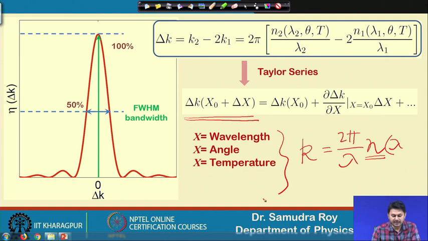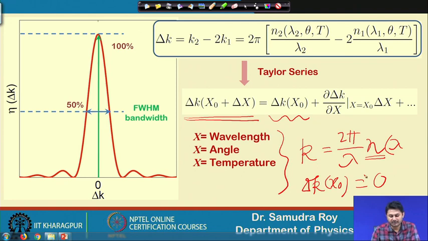So, now delta k is going to vary with a small change of delta x. Then what happened? If I now make a Taylor series, because delta x is a small amount, we have k x 0. x 0 is the exact value for which the phase matching is there. So delta k at x 0, we can safely say, is 0, because this is the absolute phase matching condition. All the conditions are valid here.